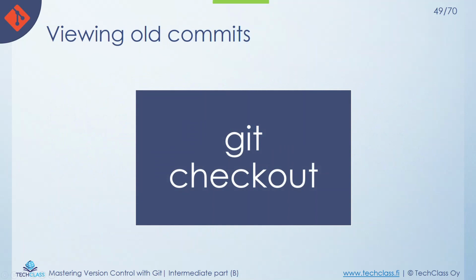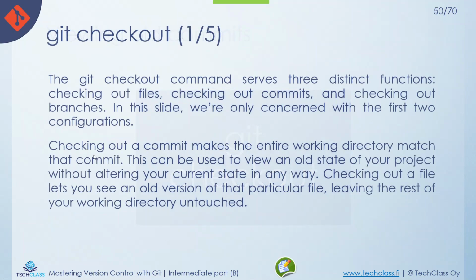Alright, now let's see how we can view the old commits. We have this command, which is git checkout. Now let's get familiar with the git checkout command. There are three different functions that git checkout does for us. First, checking out files. The other one is checking out commits, and the third one is checking out branches. Let's get familiar with the first two here. So we can check out files and commits.